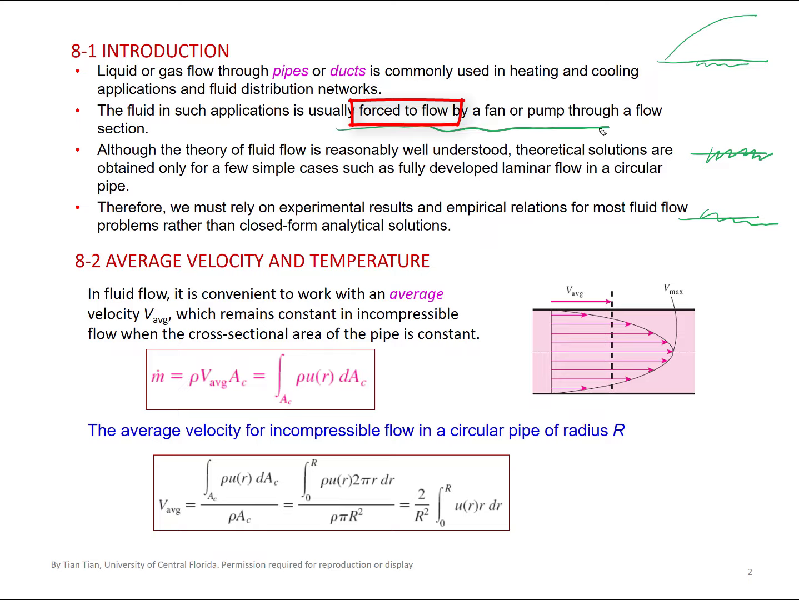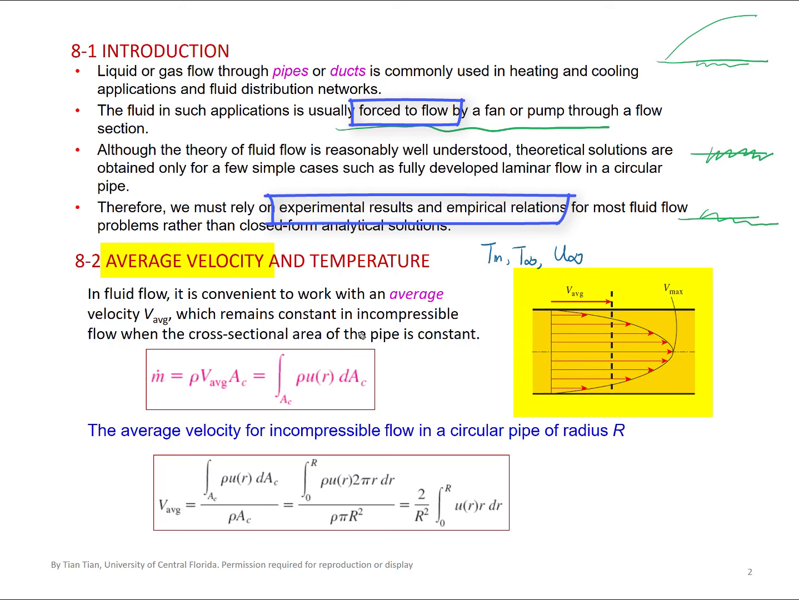Although the theory of fluid flow is well understood, we have only obtained theoretical solutions for a few simple cases. So similar to Chapter 7, in Chapter 8, we'll also focus on experimental results and empirical relations for our internal flow analysis. We know in Chapter 7, external flow, we often work with the mean temperature and the free stream temperature. And the reference velocity we often use is the free stream velocity. But in internal flow, we often work with an average velocity instead of the free stream velocity.